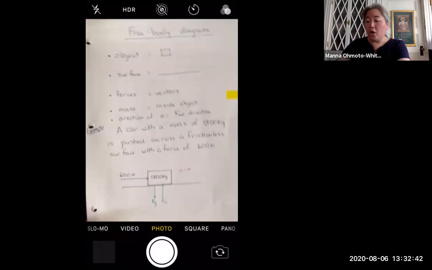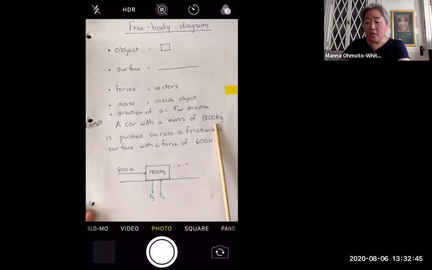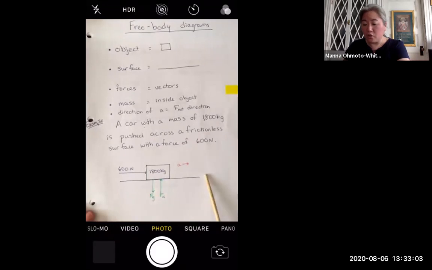So here's an example. A car with a mass of 1,800 kilograms is pushed across a frictionless surface with a force of 600 newtons. So I draw my box, I draw my surface, I draw the mass inside the box with the units. So an 1,800 kilogram car, don't have to draw a car, pushed across a surface. So I draw all my force vectors. I know that there's going to be the weight of my object pushing down on my surface, and the normal force of my surface preventing that object from sinking in. These arrows should be the same length.